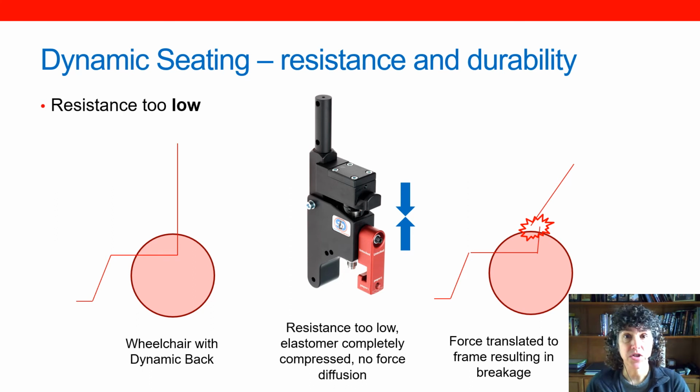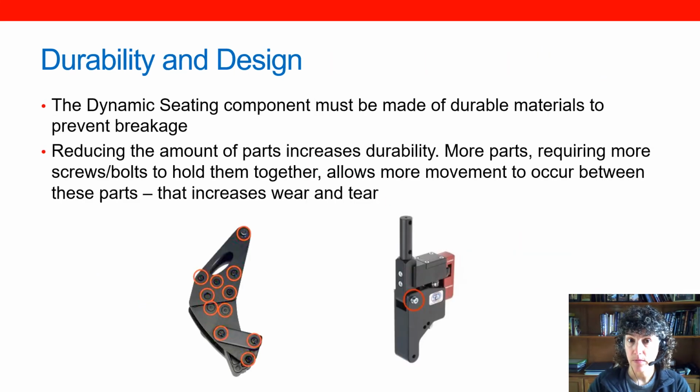So if the resistance is too low, the client who now has this dynamic component may completely compress, in this case an elastomer. These surfaces touch and we can still have breakage. So choosing the right amount of resistance is critical. The dynamic seating component must be made of durable material or it's going to break.